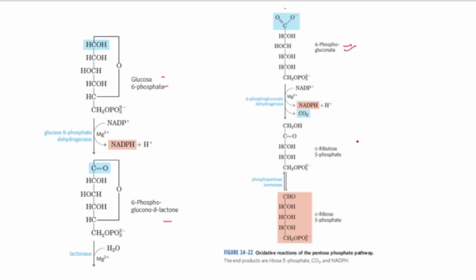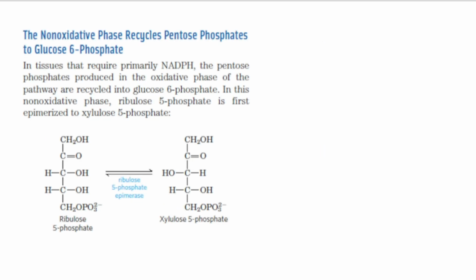The 6-phosphogluconate will be converted into D-ribose 5-phosphate, then it will be converted into alpha-ribose phosphate. Okay, these are the phases of the oxidative pathway. The next phase is a non-oxidative phase. This non-oxidative phase is a reversible phase.